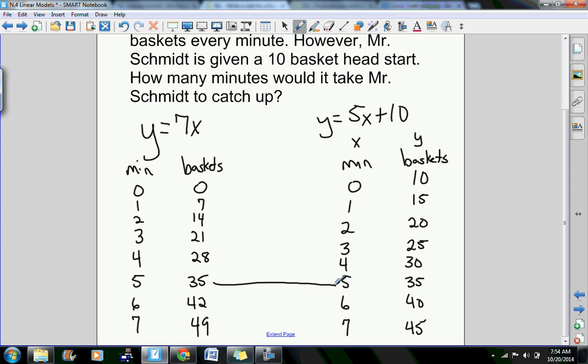which means it would take 5 minutes for Trey to catch up, and then Trey would beat Mr. Schmidt from 6 minutes on. So that's where we would use this linear modeling.